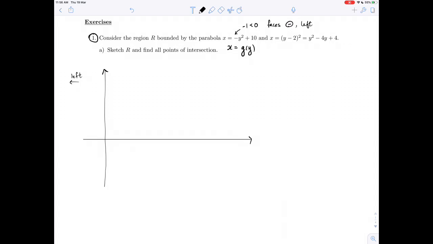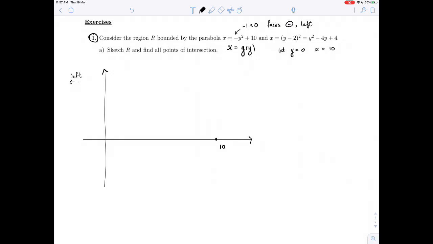An interesting way to maybe get a handle on where the parabola is placed is to find some intercepts. So for example, if we let y equal 0 to find the x-intercept, then we're going to see that x is equal to 10. So the x-intercept is when x is equal to 10. Let's go and put that on the graph.